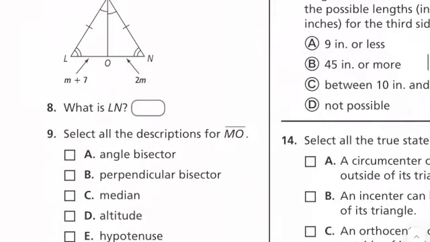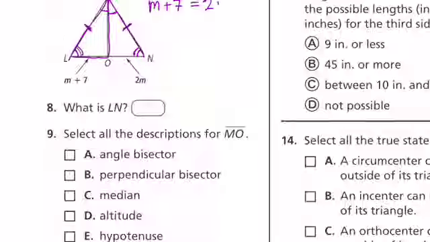Okay, LN. So LN, let's just check. Looking at everything, since this side is the same as that side, and I know that from this tick mark and that tick mark, and this angle is the same as that angle, and this one's the same as that angle, then those two triangles, the triangle on one half and the other half, are the same. So that means that M plus 7 would equal 2M. And we just solve for M.